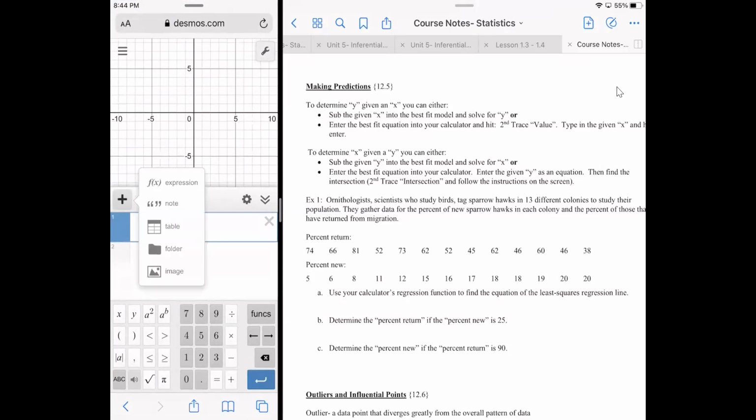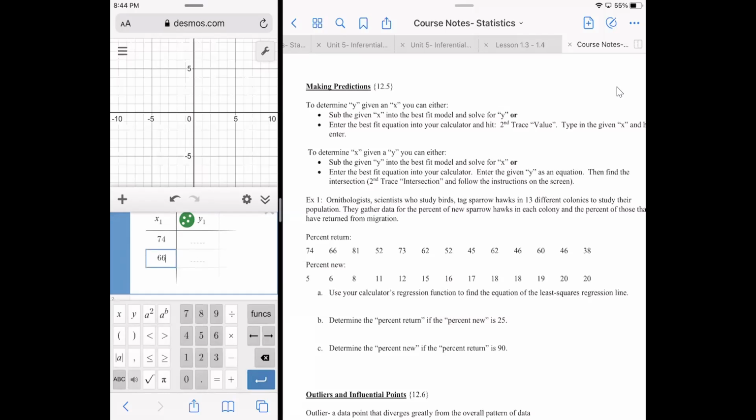So what you do is you click on the table function, and you can see it's designated as X1, Y1. The example here says ornithologists, scientists who study birds, tag sparrowhawks in 13 different colonies to study their population. They gather data for the percent of new sparrowhawks in each colony and the percent of those that have returned from migration. So this is the percent of individual sparrowhawks that have returned and the ones that are brand new to the environment. All I'm going to do is type in the values, 66 and so on.